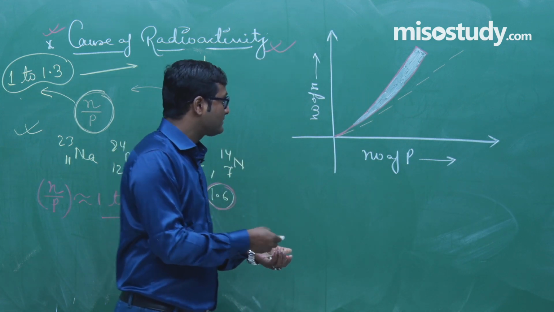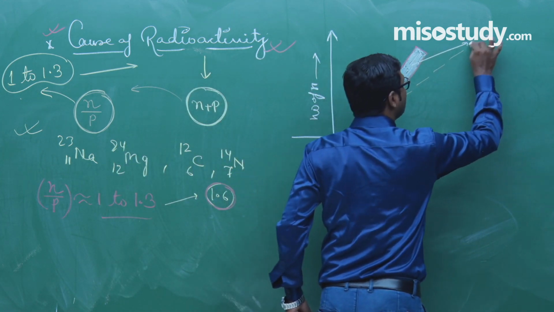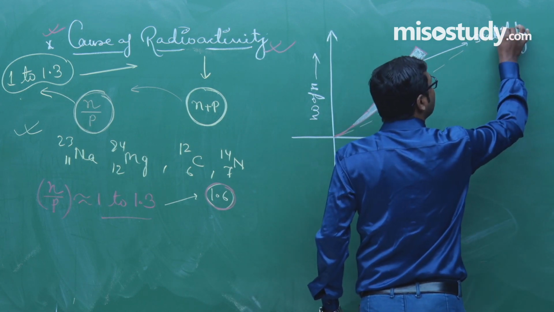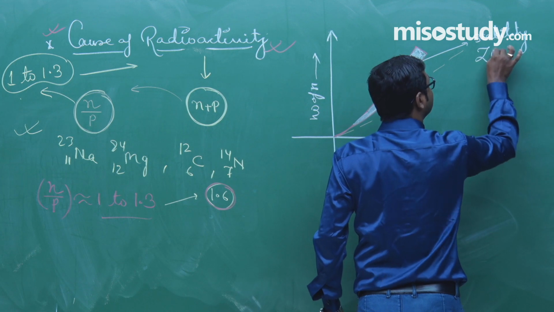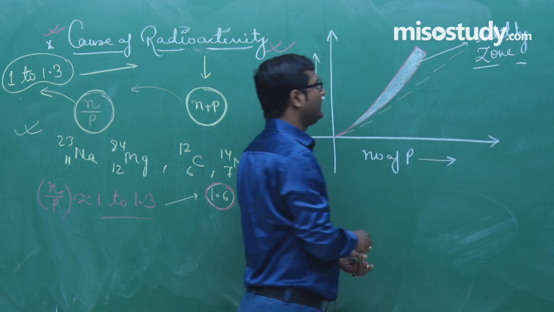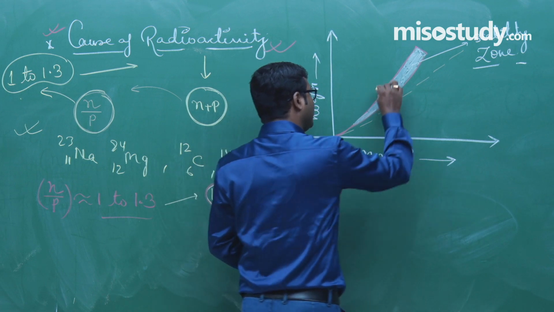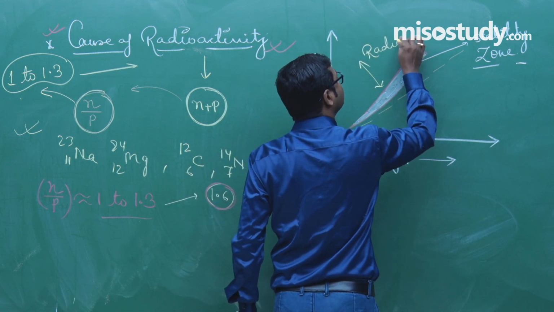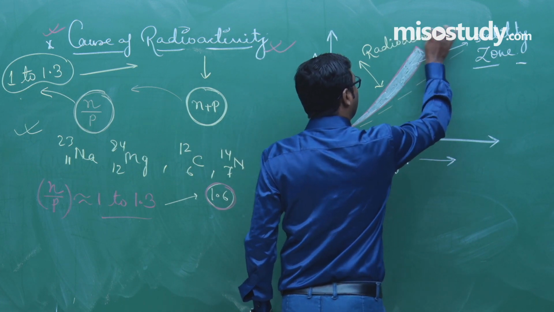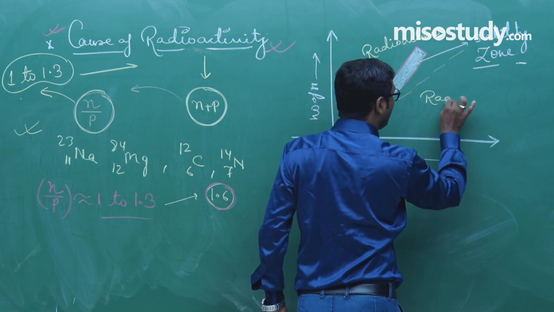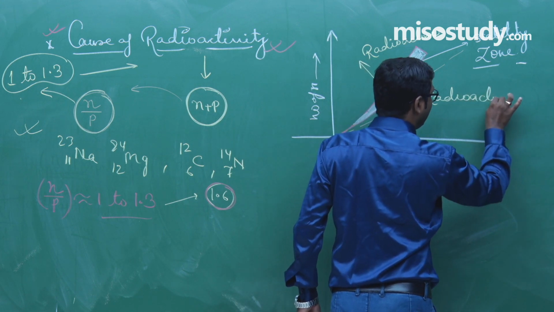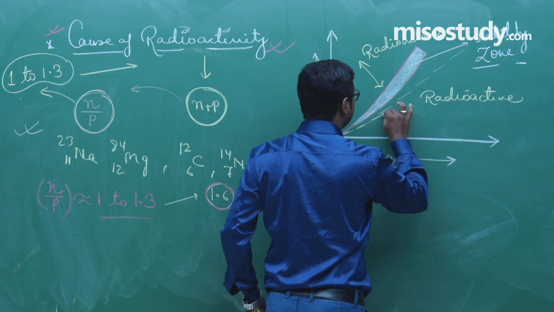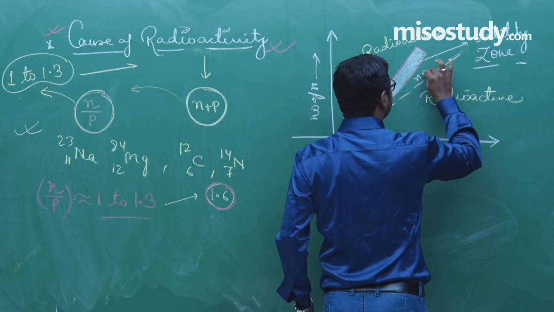This shaded region is the stability zone, and stable nuclei live here. Stability zone. Clear? Above this shaded region, there are radioactive nuclei. Below this, there are also radioactive elements. Clear to you? And this line here says that N is equal to P.